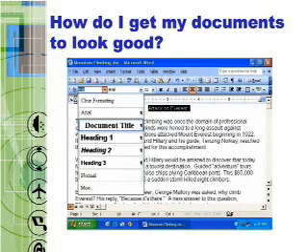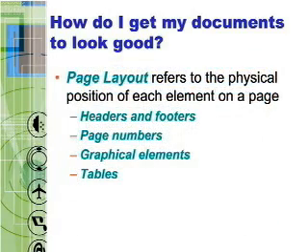Page layout refers to the physical position of each element on a page. In addition to paragraphs of text, these elements might include a header, a footer, page numbers, graphical elements using clip art, and possibly tables. In contrast, most desktop publishing software is frame-oriented because it allows you to divide each page into several rectangular-shaped frames that you can fill with text or graphics.